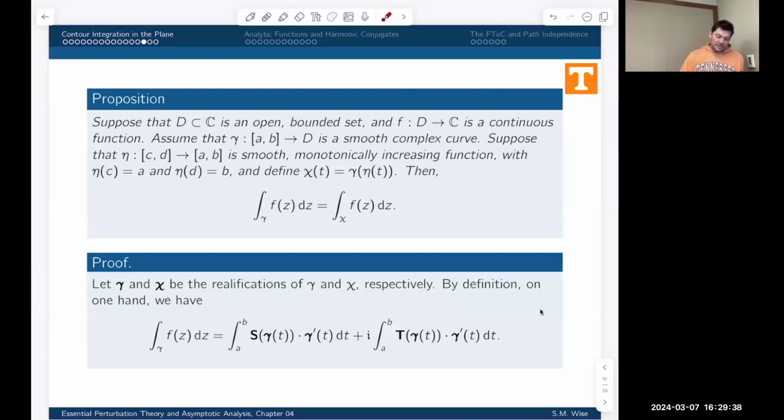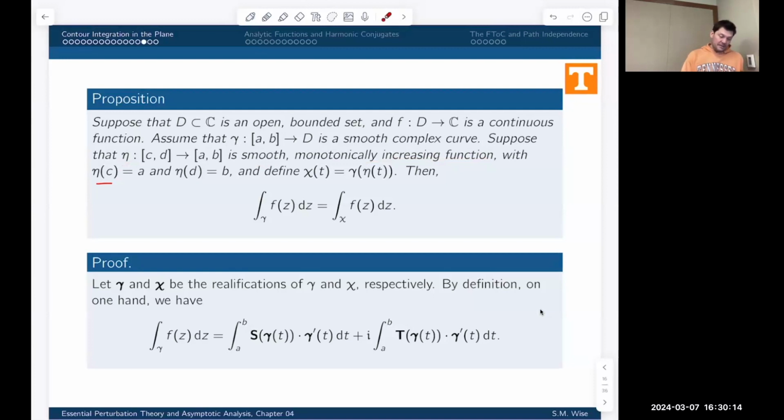So actually, it's going to be this guy that's going to be the new contour. This chi contour is defined as gamma composed with eta. So that means we've got to make sure that eta of C is equal to A and eta of D is equal to B, because we want to map this interval here exactly into this interval in such a way as it keeps the order correct, okay? This function, therefore, has to be smooth and monotonically increasing, okay?